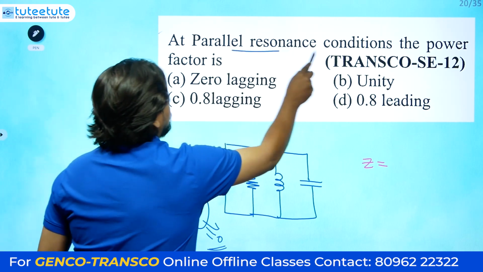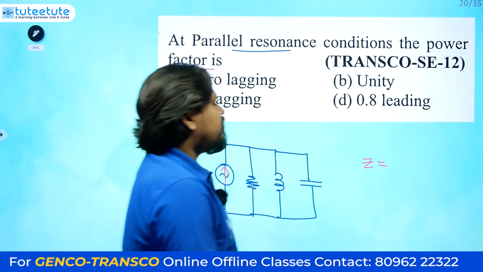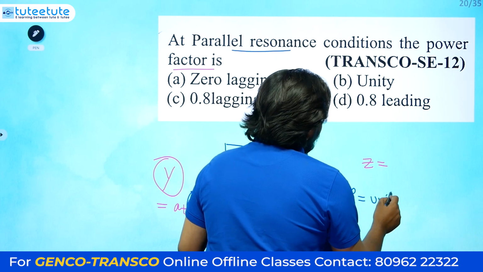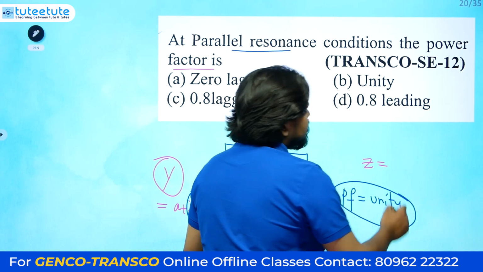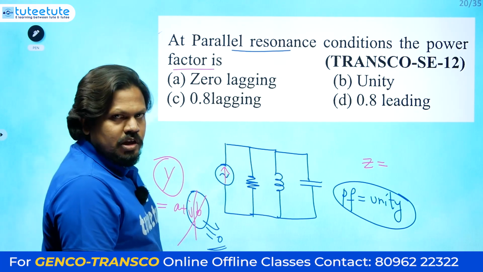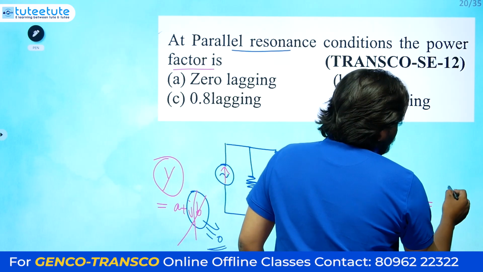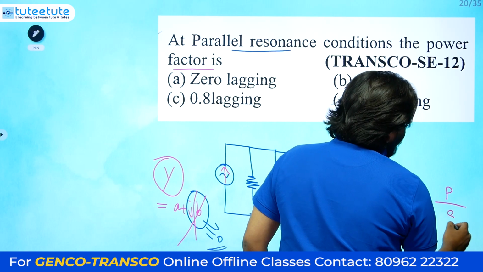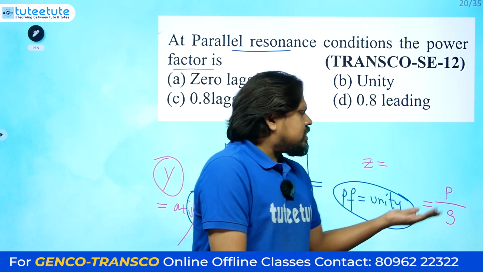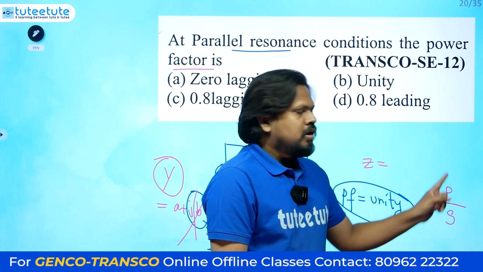So at parallel resonance they are asking about the power factor. What is the power factor? Power factor is nothing but unity, that's it. Whether it is a series resonance circuit or parallel resonance circuit, the imaginary part becomes 0. Imaginary part becomes 0 means the entire power is active power. How much active power is there in the complete or complex power is nothing but the power factor.